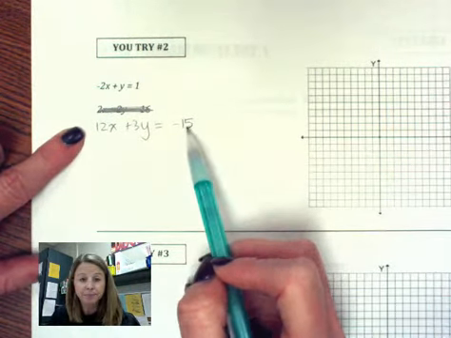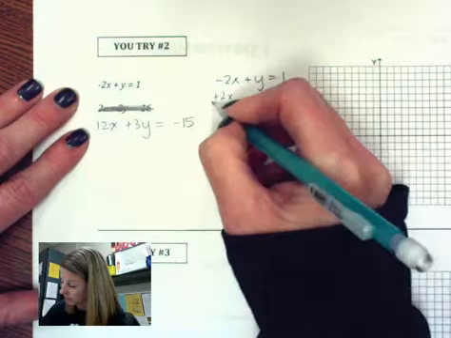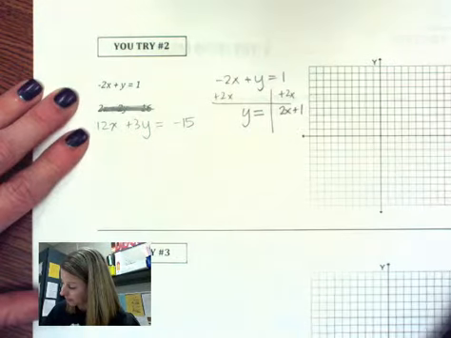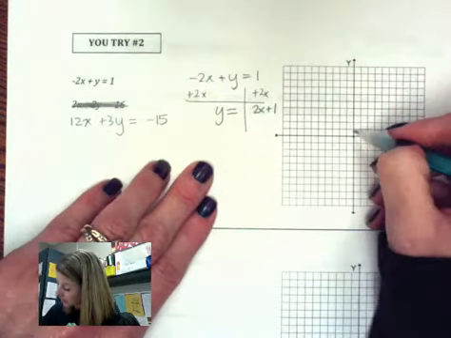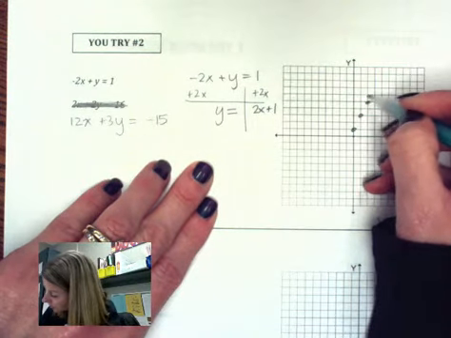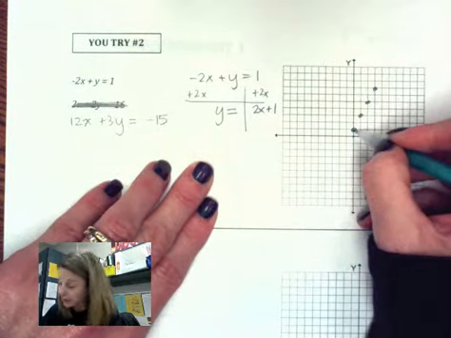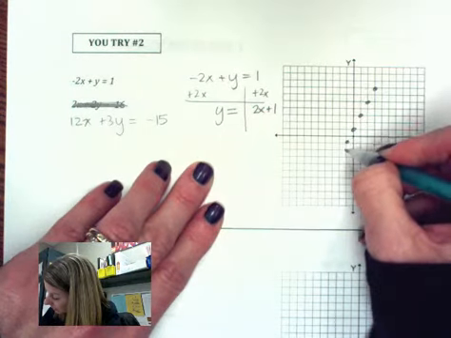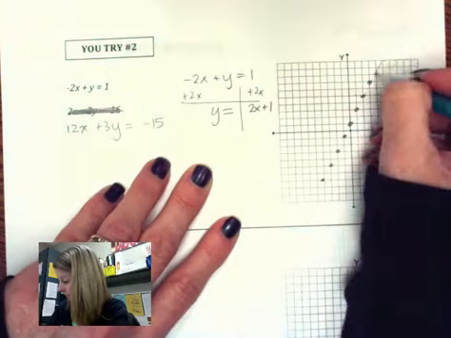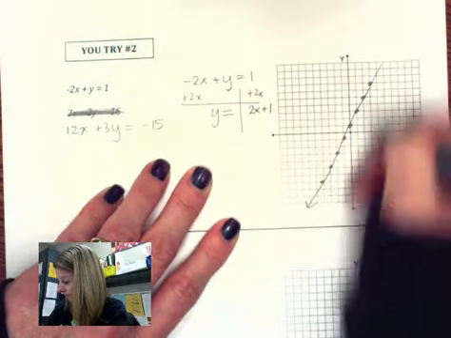Okay, so if you're checking your solution, let me go ahead and solve the first equation for y. So I'm going to add 2x, add 2x. So I now have y equals 2x plus 1. And then graphing that, I'm going to be here at 1. So I'm going to go up 2 over 1, up 2 over 1, up 2 over 1. And then I'm going to reverse that, down 2 over 1. Okay. So there's my first line.